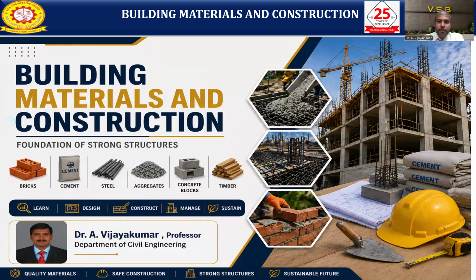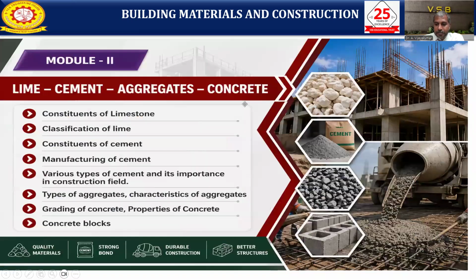Now we are going to discuss in detail in Module 2. We will see the various ingredients of limestone and the various classifications of lime, the various ingredients of cement, how ordinary Portland cement is manufactured, the various types of cement, and the importance of cement in the construction field. Further in Module 2, we will discuss aggregates, exclusively fine aggregate and coarse aggregate, and the different characteristics of aggregates. And coming to concrete blocks, we will discuss the grading of concrete as well as the properties of concrete in this module.